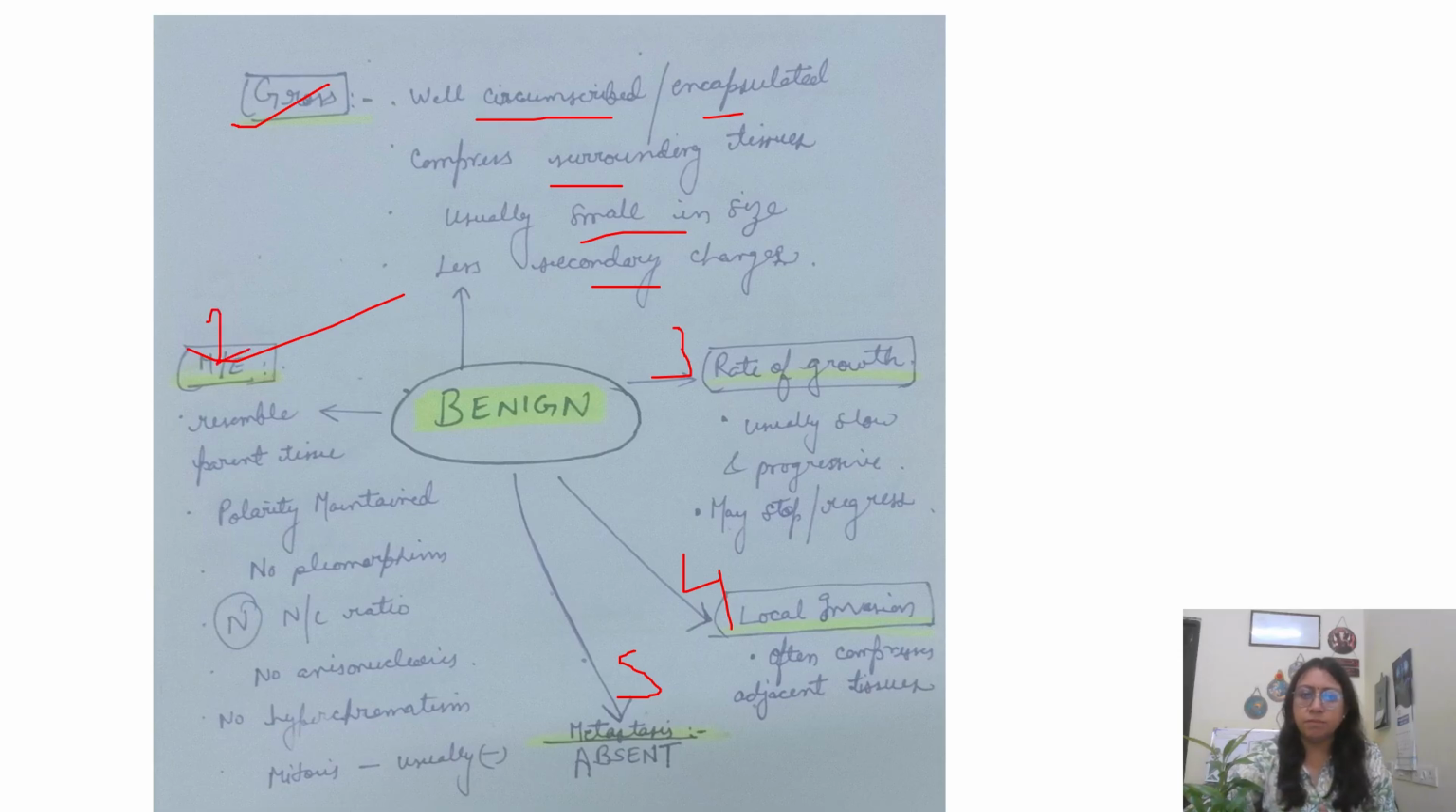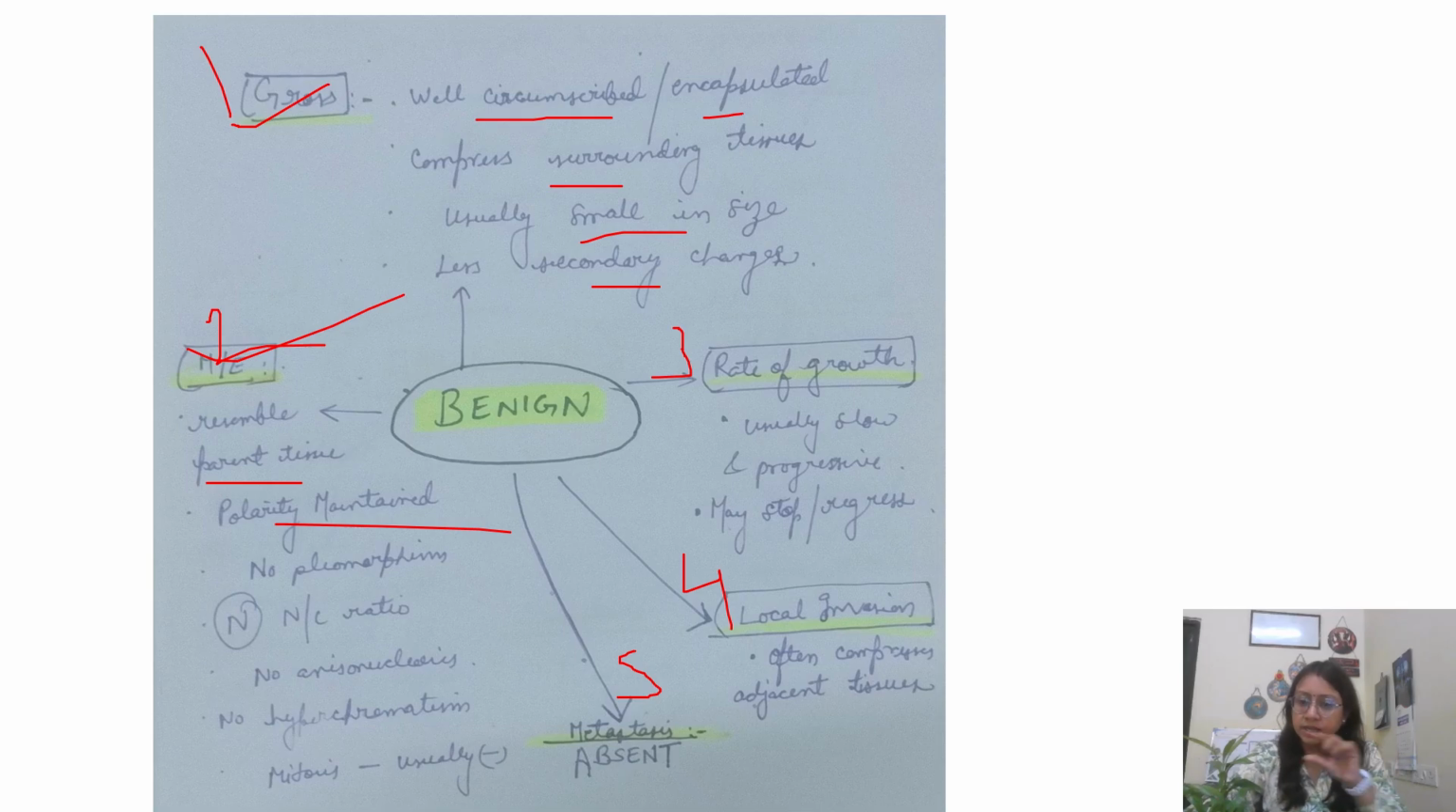Then when we come to the microscopic feature, ठीक है, it will resemble your parent tissue. जैसे suppose it is skin or liver, so when it is a benign tumor, you will see the hepatocytes which are arranged. So the normal parent tissue का architecture is maintained when it is a benign tumor. Then polarity is maintained. The cells आप देखते हो ना, orderly arranged होते हैं cells.